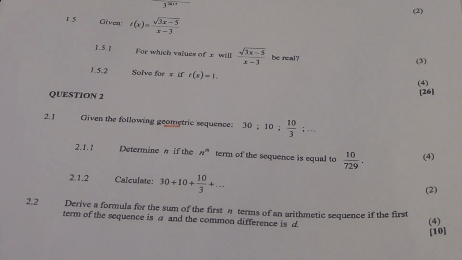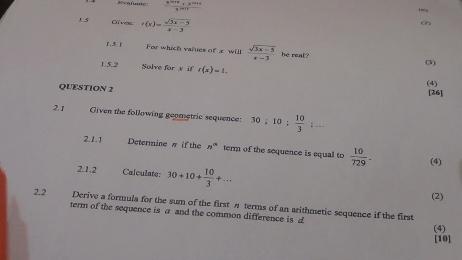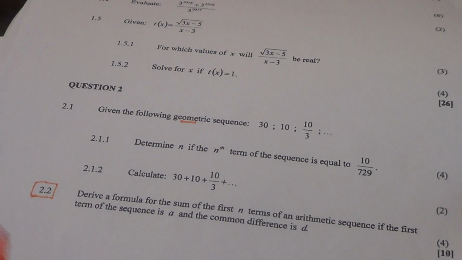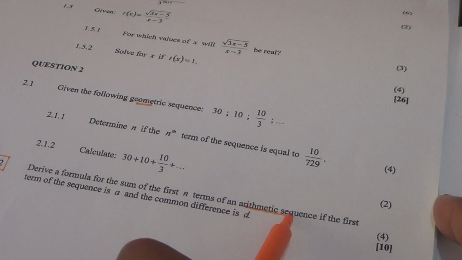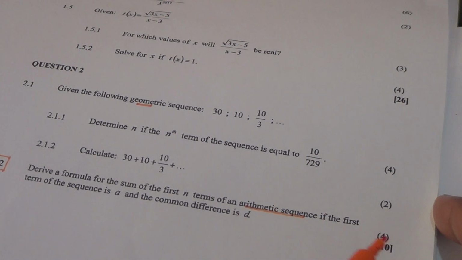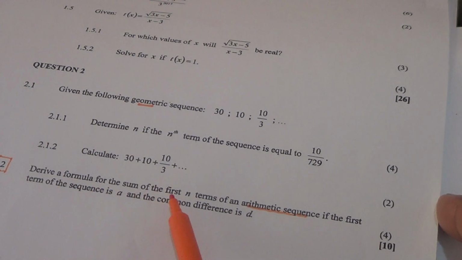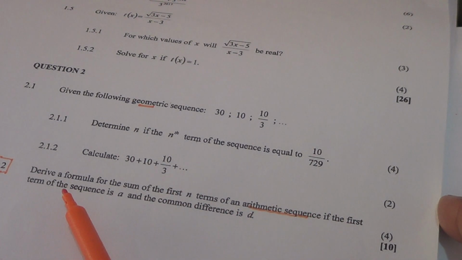So now 2.2 is what is in the textbook and what I have shown in my earlier videos on sequences and series. I don't know if I should do it. This is the proof for the sum of an arithmetic sequence. Alright, not a problem. So it says derive a formula for the sum of the first n terms of an arithmetic sequence if the first term of the sequence is a and the common difference is d.